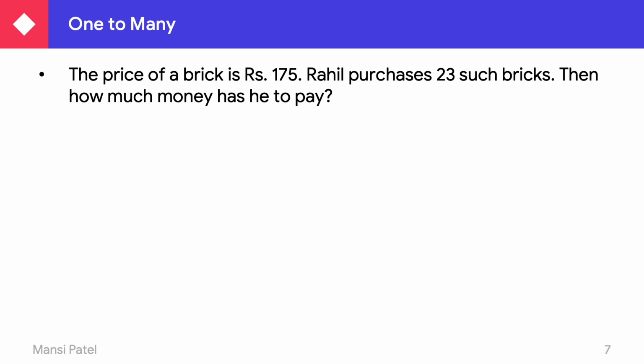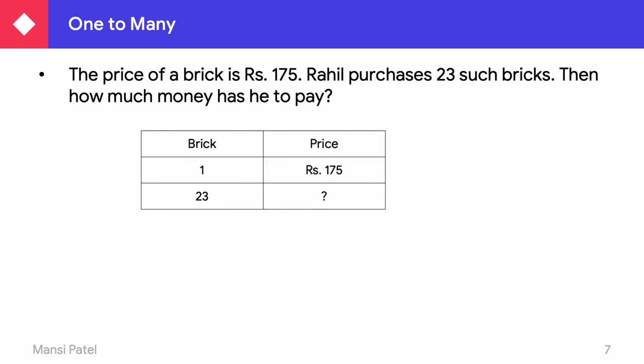So what were they given to you? They were given bricks to you. And what you have to find out? You have to find out their cost. So on the right hand side, you have to write down the cost, and on the left hand side, you have to write down bricks. The cost of one brick is rupees 175. So what is the cost of 23 bricks?